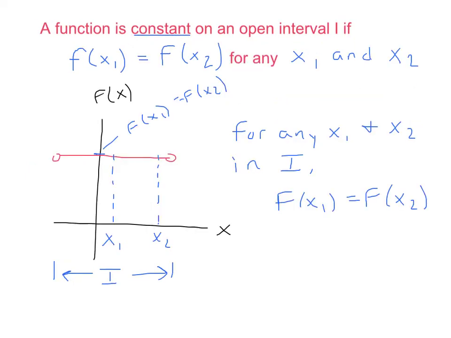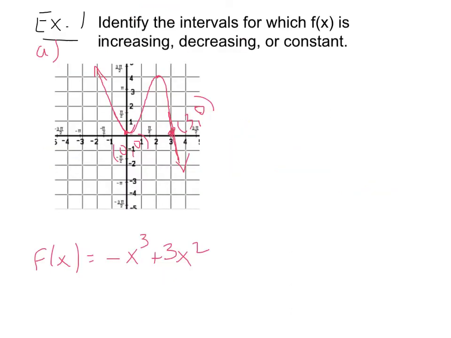And when we talk about a constant function, that just means that no matter how far the x's are going, the value of the function remains constant. It stays the same. So the indicator for a constant function is when we have this horizontal line. So a horizontal line indicates that the function is constant over some given interval.